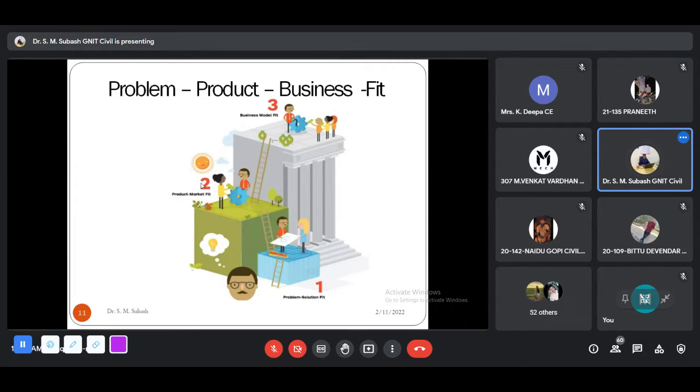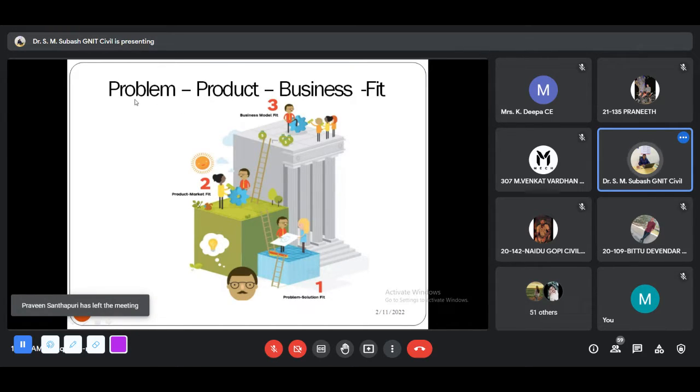So now we will go to our topic. Here there will be problem, product and business fit. There is a huge amount in this, so we can't go through everything in detail. Ours is to go into detail about the product fit, the middle one. This second one, product fit, is the crucial one.